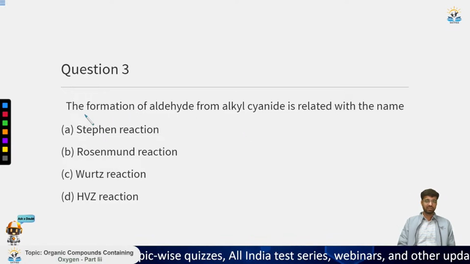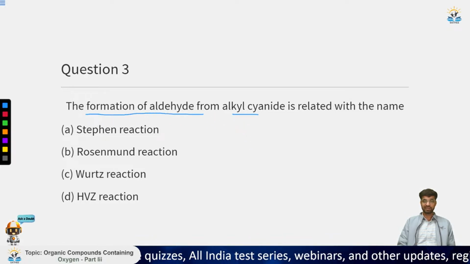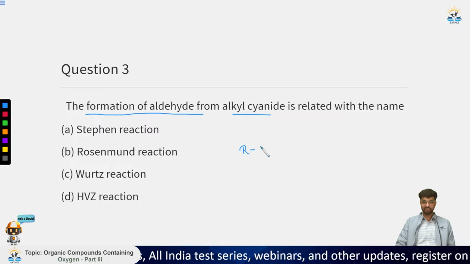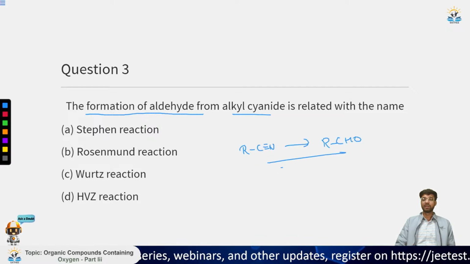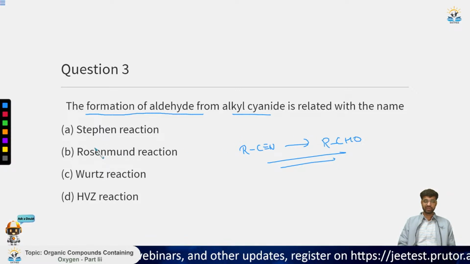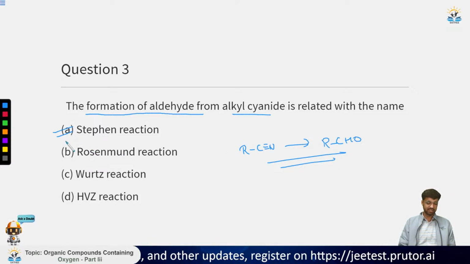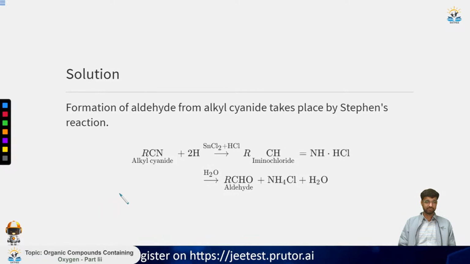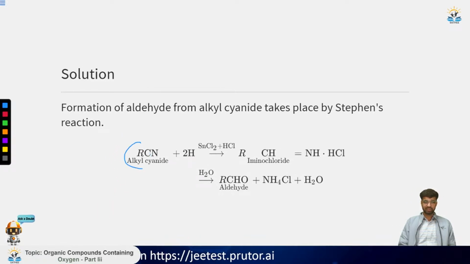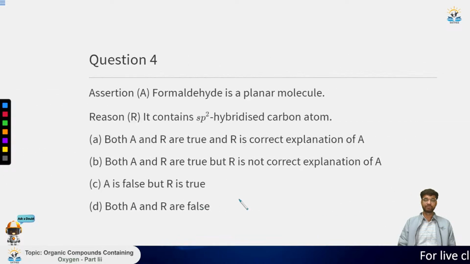Now next, the formation of aldehyde from alkyl cyanide. What are we taking? RCN. The aldehyde formation is related with the name. We have seen this reaction, the Stephen reaction, where we take the nitrile and convert it to aldehyde. The same thing is written here. We get imine chloride, RCH=NH, and as we introduce water, we get the aldehyde quickly.